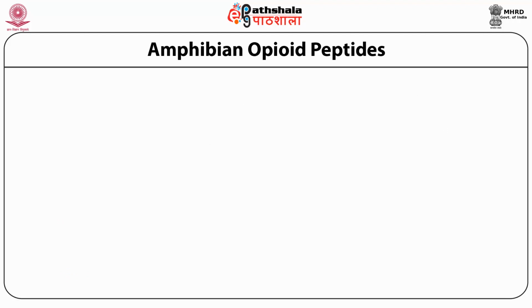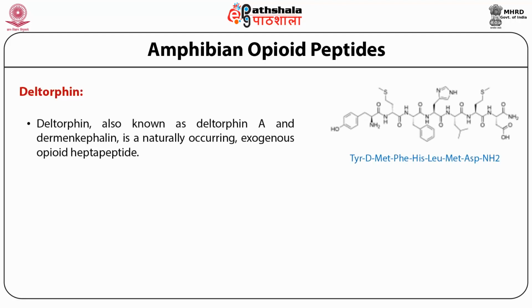Now, there is another class which is called amphibian opioid peptides. As you can see by the name, these peptides are isolated from amphibians. So there are 2 types of amphibian opioid peptides. One is called deltorphin, and the other is dermorphin.